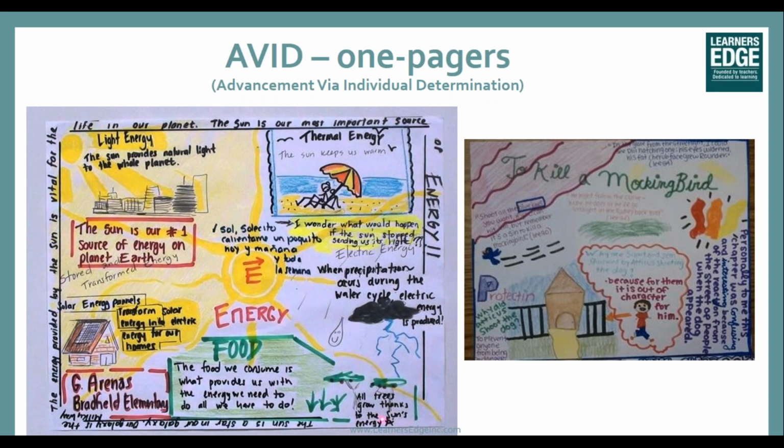So an AVID one-pager is kind of a visual representation of a concept that the students have just learned. So in my English class, I would use it to highlight important concepts. So we might have a one-pager on symbolism, and they would talk about the symbolism in a text, or metaphor, or the conflict in a text.